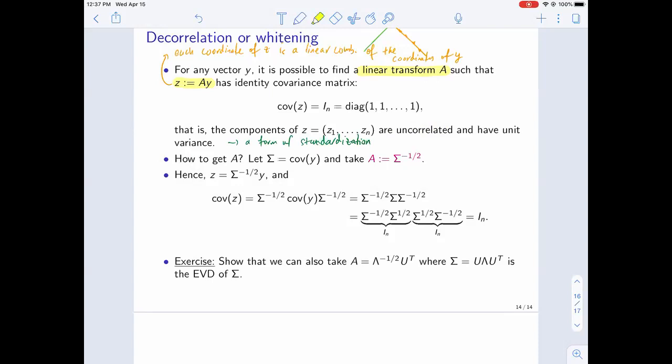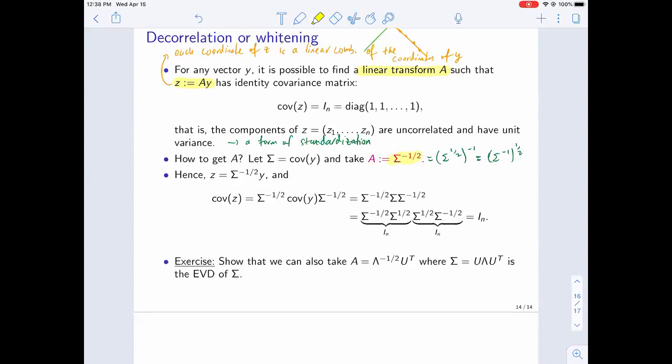So how do we get A? Here is the simple solution. A would be the square root of sigma inverse, which you can think of as the square root inverse, which is also equal to the inverse square root. They're all the same, so you can write it the way I wrote it without confusion. This notation means either of the two, and the two are the same.